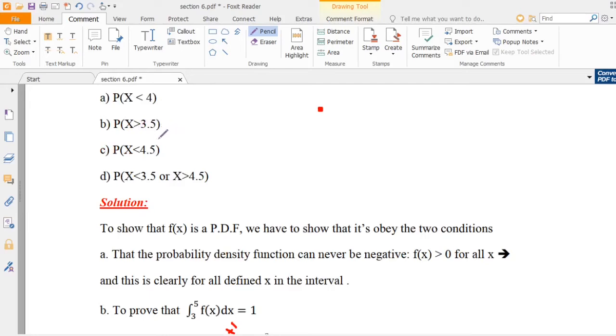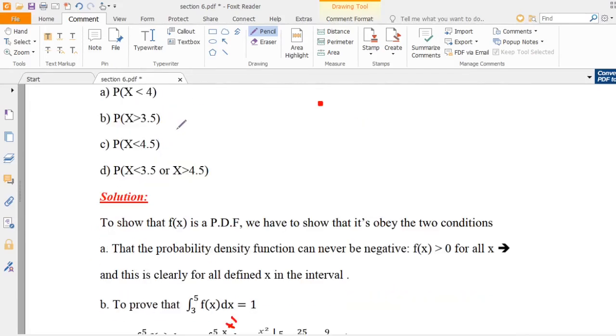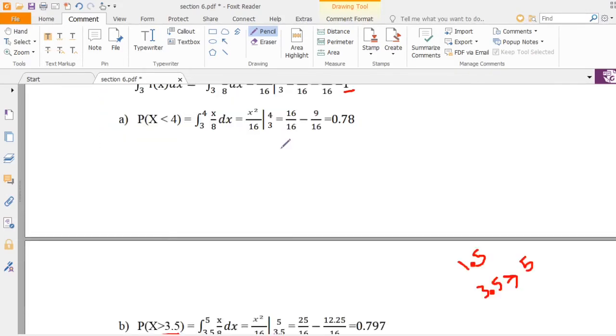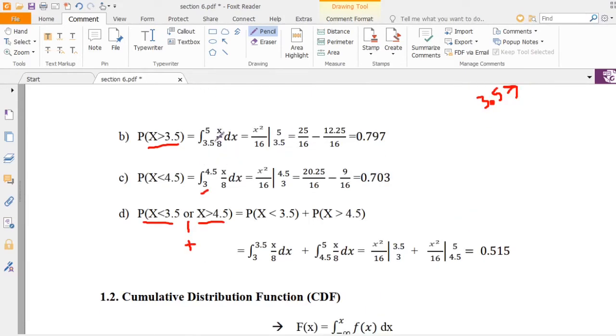The second part asks about x bigger than 3.5. If you remember from the previous section, when we had a question asking about f of 1.5, we said that we don't have 1.5, so we take the value less than 1.5, until we get the result. However, here we have an interval, so we can match 3.5, and we get 3.5 till 5. The next one is x less than 4.5, so we have 3 to 4.5. The last one has this or this, and if you remember, or means plus, so you have 3.5 till 5 and 4.5 till 5. These are our results, and you collect the two probabilities easily.